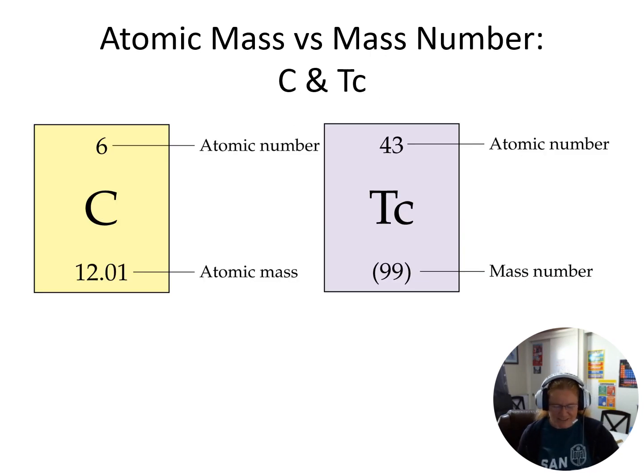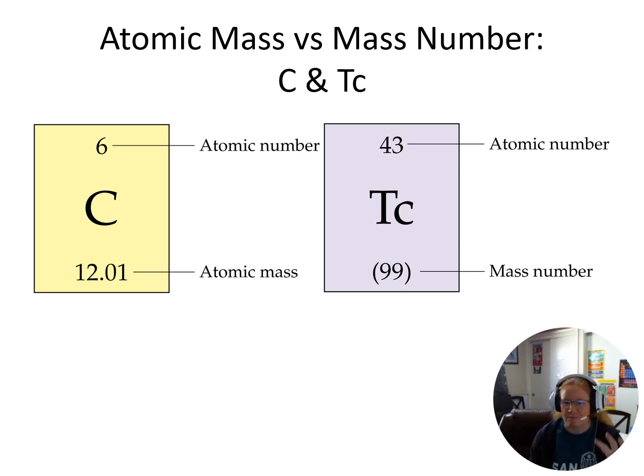Okay, so when I look at two elements like carbon and technetium. So carbon, I've got that 12.01. So that's not exactly 12. And that's because there's different isotopes of carbon that are each going to have a weight, and that weight is going to contribute to the overall mass of a given sample of carbon.